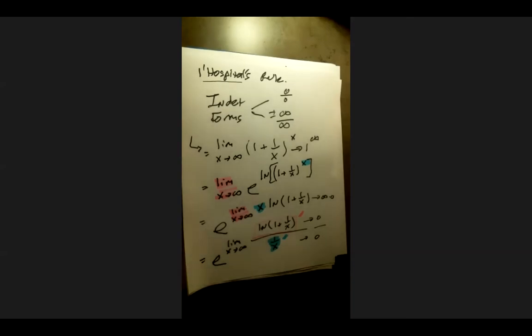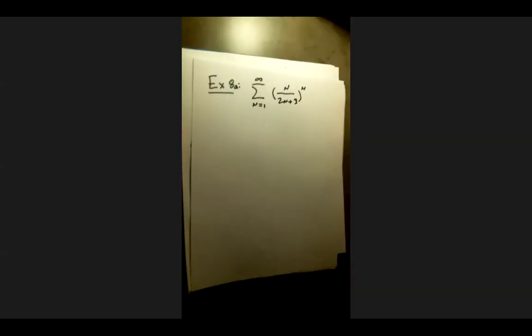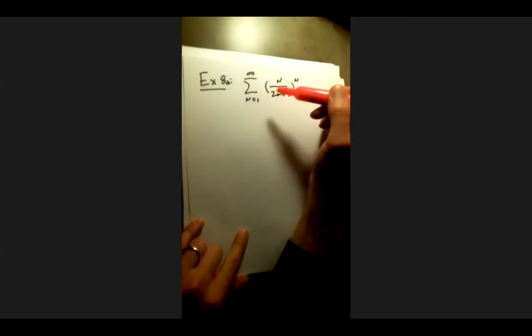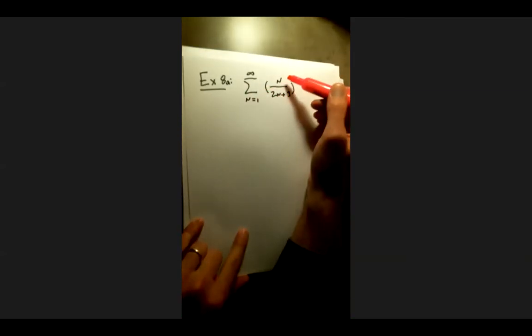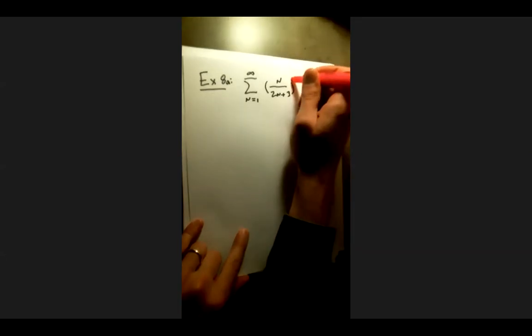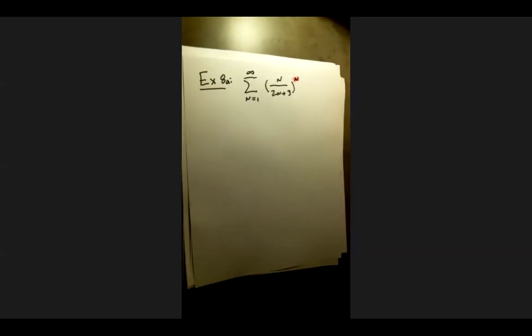All right, let's look at some examples. So in this case, this is 8a, the summation from n equals 1 to infinity of n over 2n plus 3, all raised to the nth power. I'm like, wow, there's an nth power. We want to fight the power. So let's use the root test.